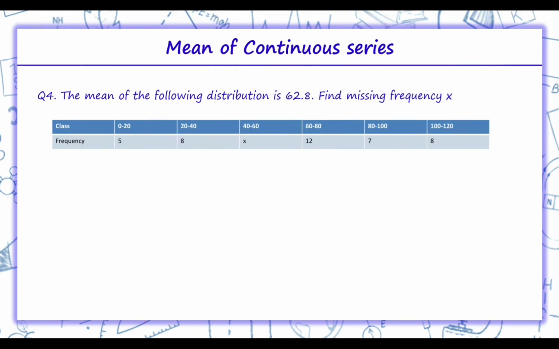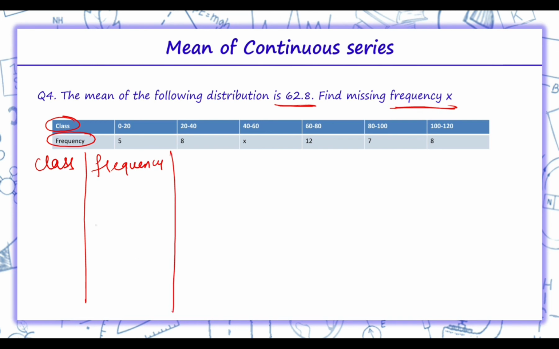Now the next question is: mean of the following distribution is 62.8 and we have to find the missing frequency. We are provided over here with class and frequency. So we'll write over here class and this is frequency. As I mentioned earlier also, whenever we have to find a missing frequency, we'll be using the direct method only because the calculations will be easy by direct method. So we'll find over here x and then we'll calculate fx.